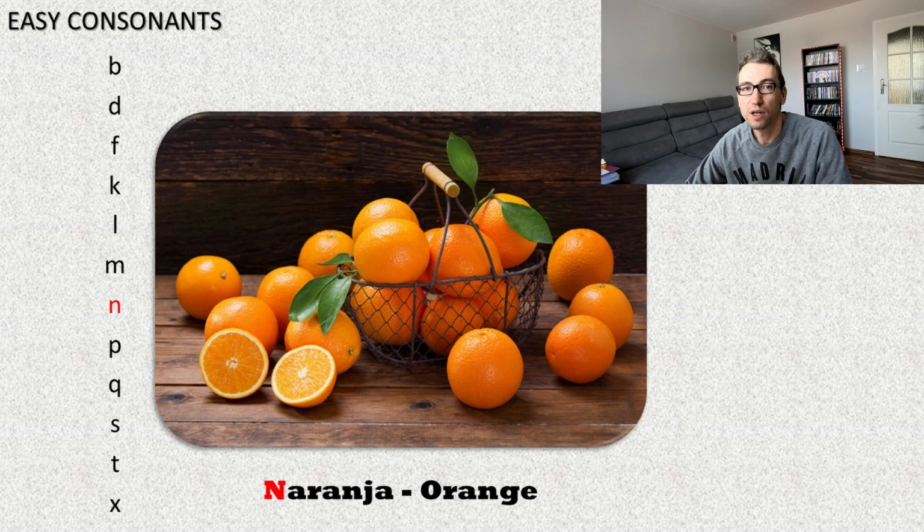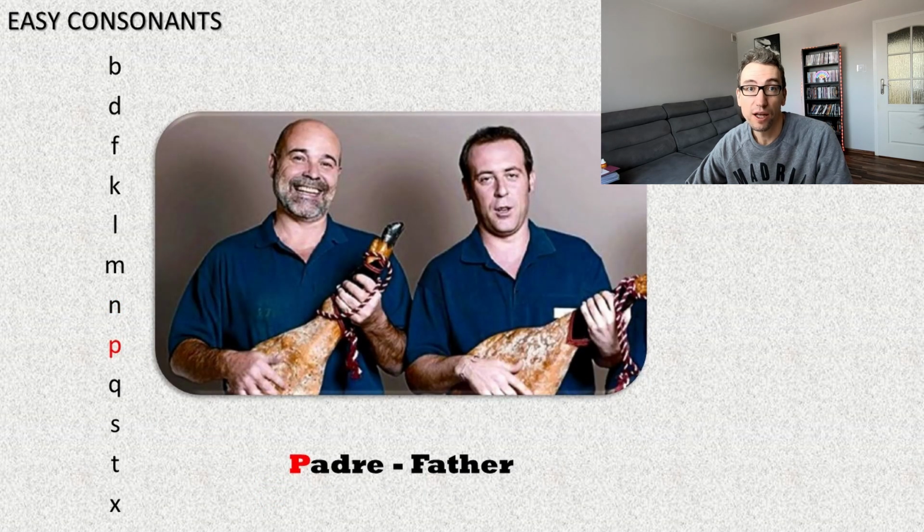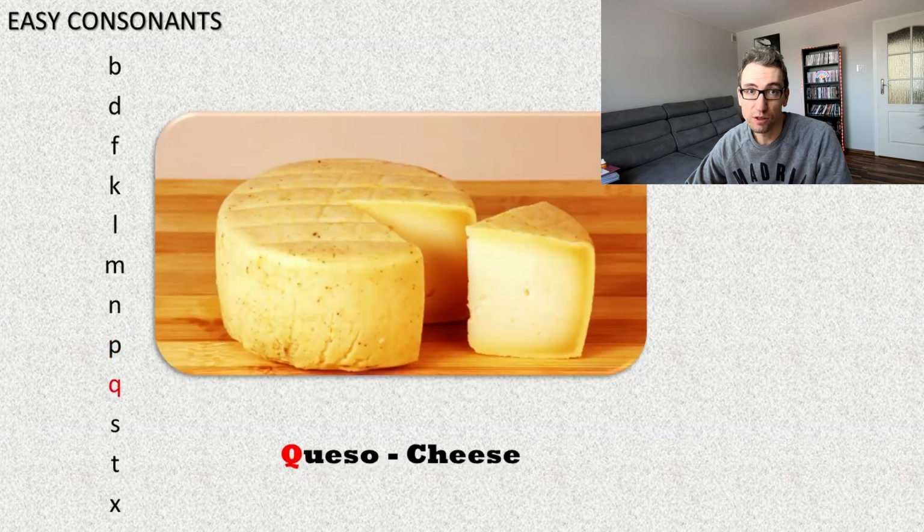N, like in naranja, orange. P, like padre. Padre means father. Now let's go to Q. Q, like in queso. Queso means cheese.